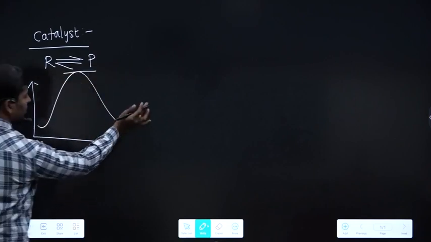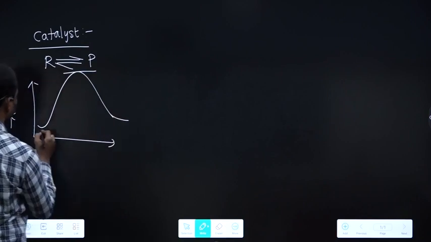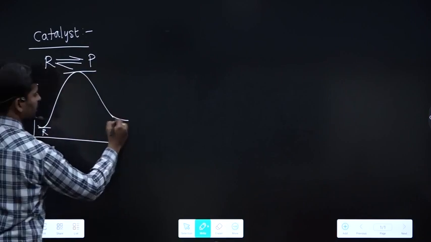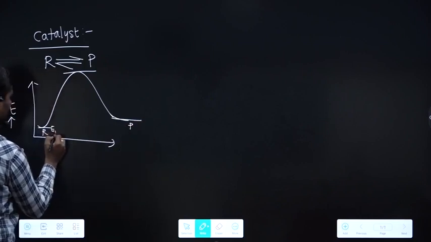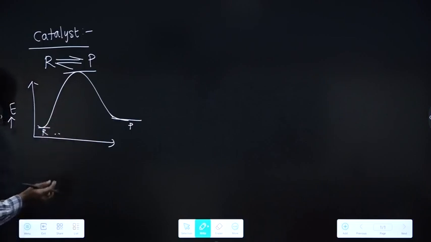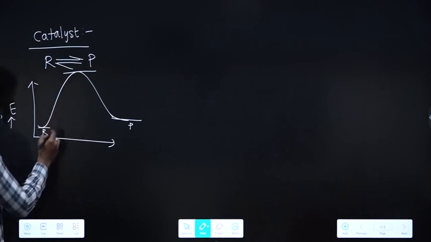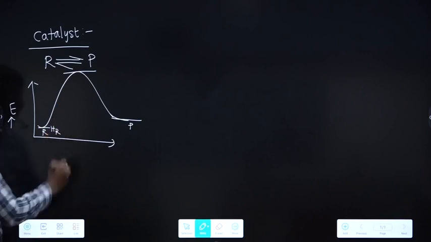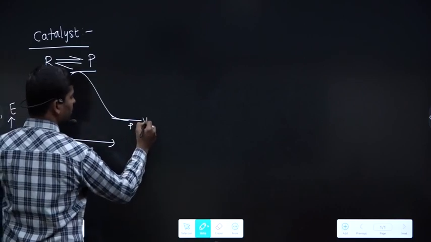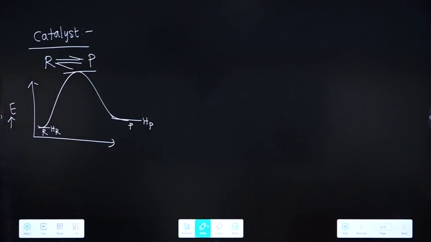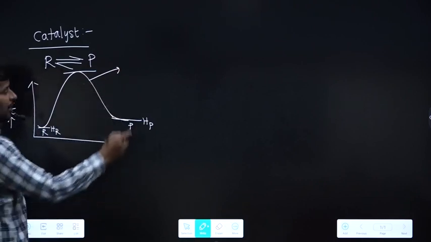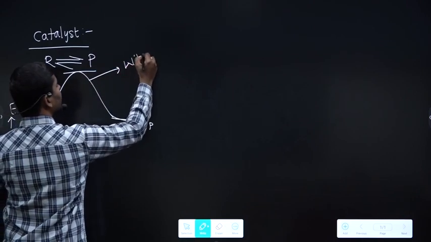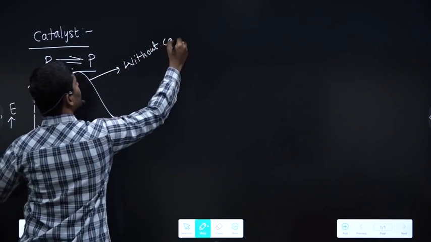for example, we have like this. This is the energy of reactants, this is the energy of products. This is energy of reactants, ER. If you do at constant pressure, that is written as what? H, enthalpy of reactants. This is enthalpy of products, or energy of reactants, energy of products. Okay, let us consider this is the energy profile diagram we are getting without catalyst.